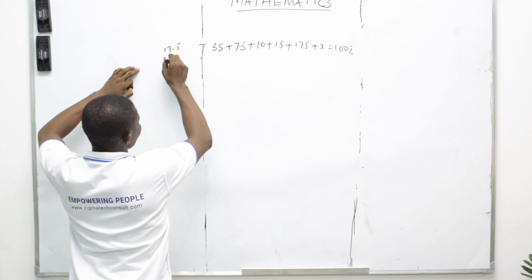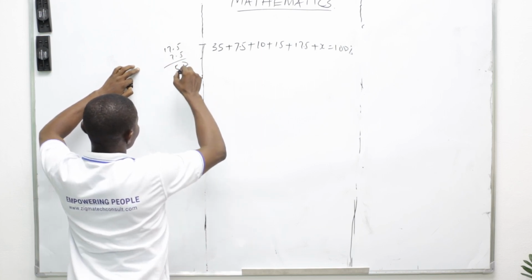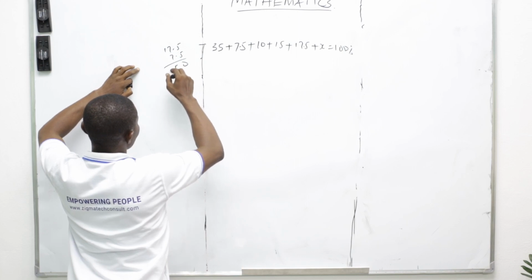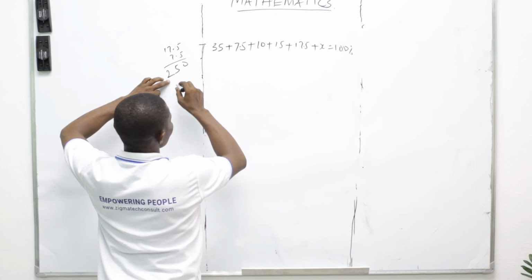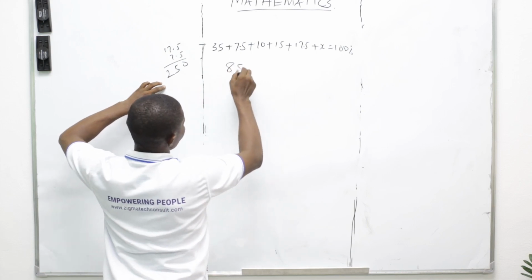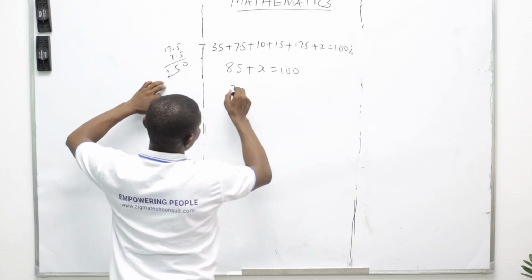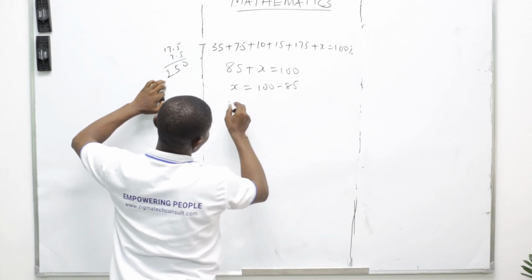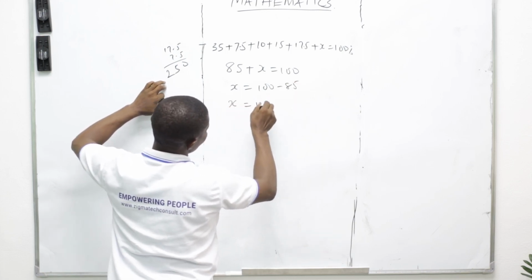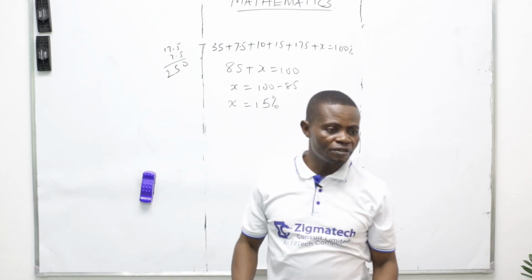17.5 plus 7.5 is 0, 15. Carry 1. 25 plus 60, that is 85 plus S equals 100. S will now give us 100 minus 85. S equals 15%. Now we have 15%.